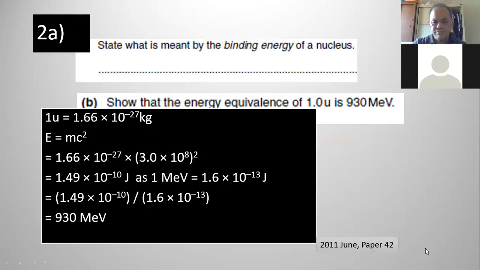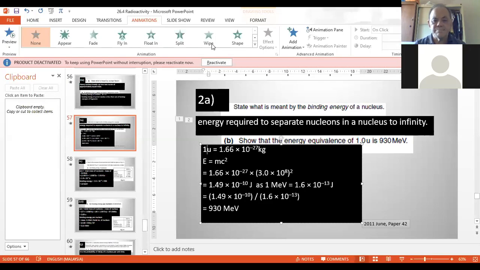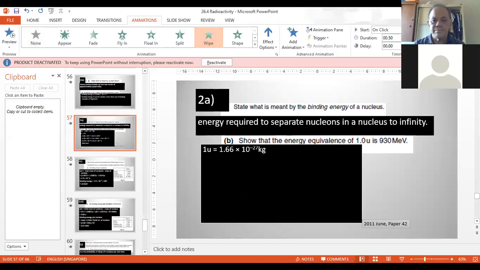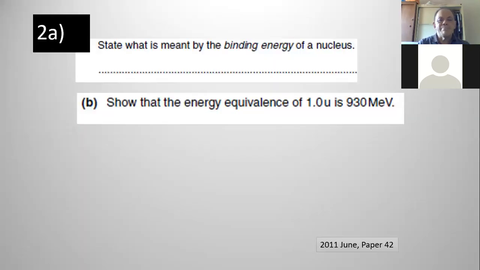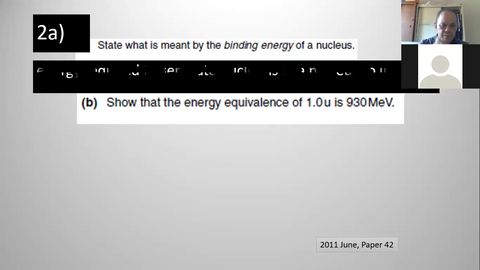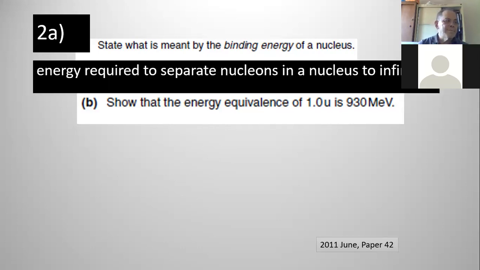Okay, sorry, to remove all these answers. Okay. State what is meant by binding energy of a nucleus. Same thing. This is 2011 June paper 42. It is the energy required to separate the nucleons in the nucleus to infinity, or completely. The idea is that we want to separate completely. There's no more force between the nucleons anymore.